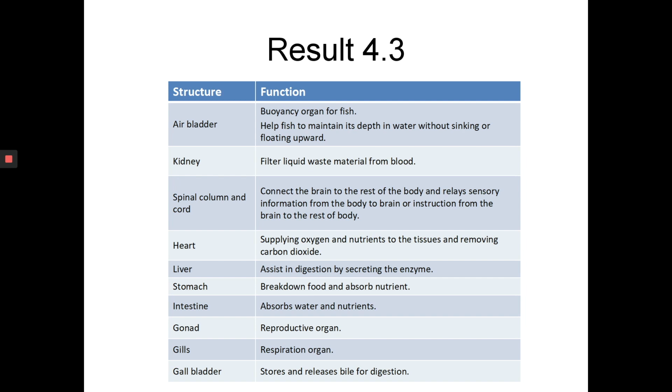Heart, supplying oxygen and nutrients to the tissue and removing carbon dioxide. Liver, assists in digestion by secreting enzymes. Stomach, breaks down food and absorbs nutrients. Intestine, absorbs water and nutrients. Gonad, a reproductive organ. Gills, respiration organ. Gallbladder, stores and releases bile for digestion.